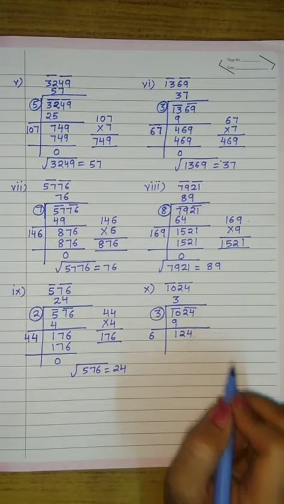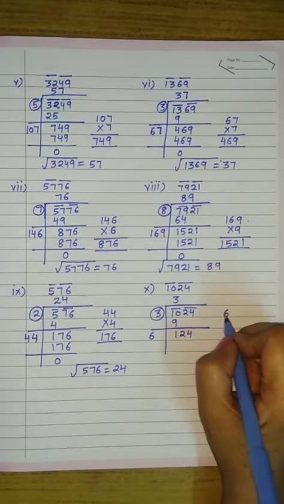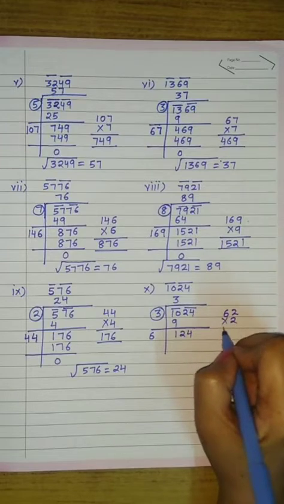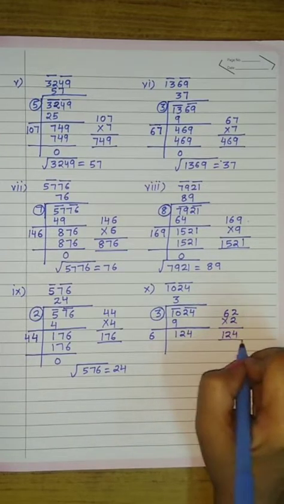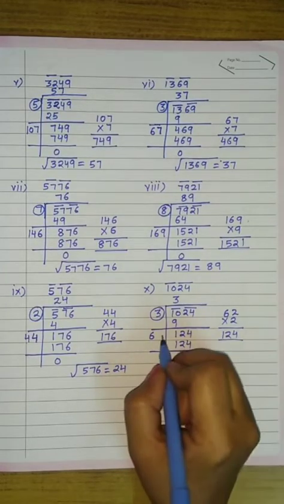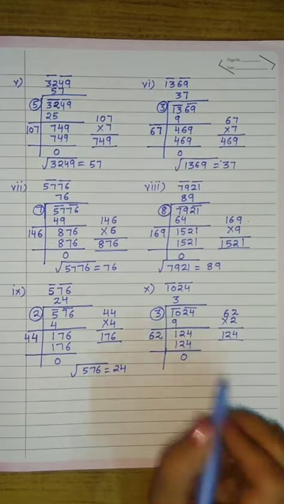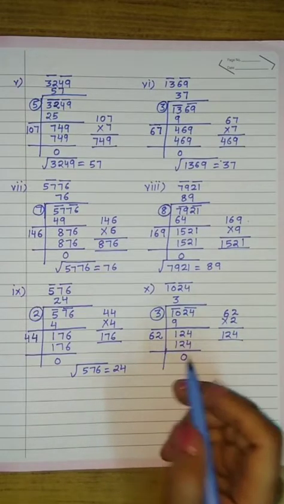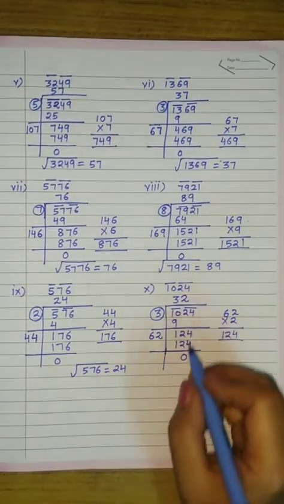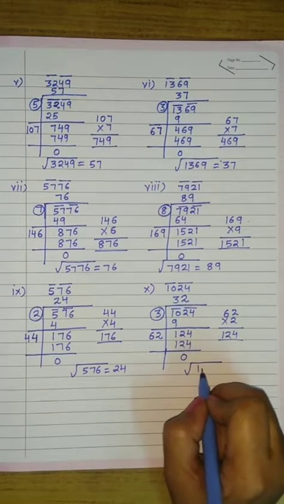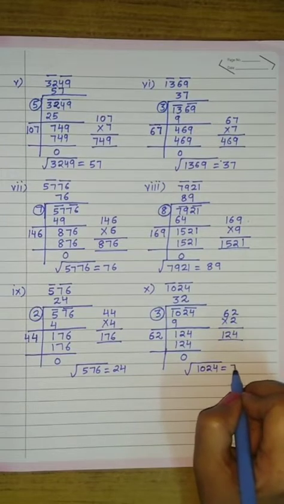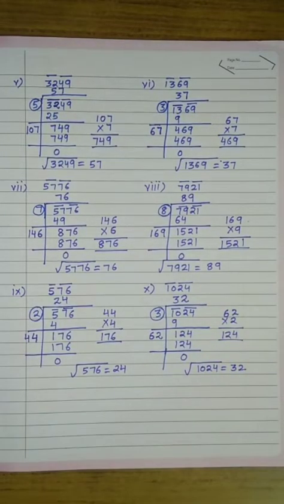Now double this divisor, 3, we get 6. Now we have to think of a number which we can put after 6. Such number is 2. So 62 into 2 will be 124. So our remainder will be 0. So we will write 2 after 6. So 62 will be our new divisor and 2 in the quotient also. So 32 will be our quotient. So the square root of 1024 is equal to 32.